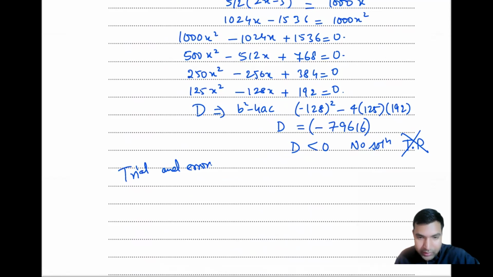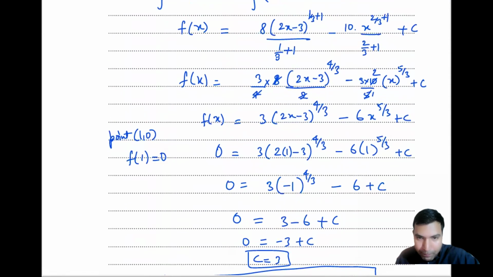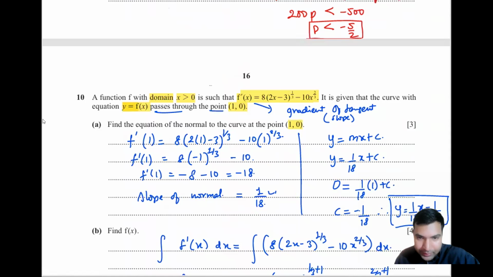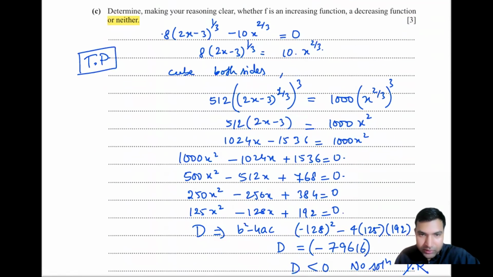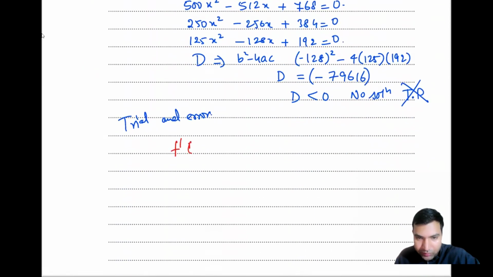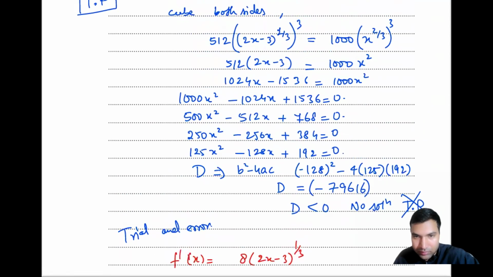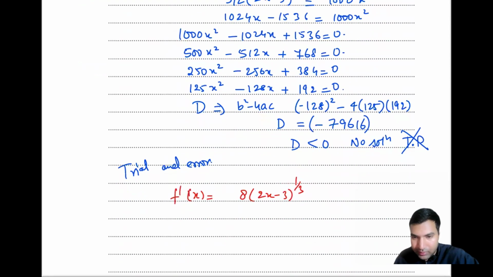Okay, so using trial and error, what we can do is there are certain points given to us. Let's check what happens to the gradient, or f of x. f dash of x, where do we have? This is my f dash of x, right? Let me use a different color. This is your f dash of x. So let me quickly write here. f dash of x is basically 8 times (2x - 3)^(1/3) minus 10x^(2/3).